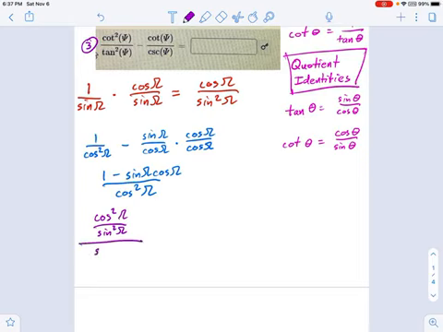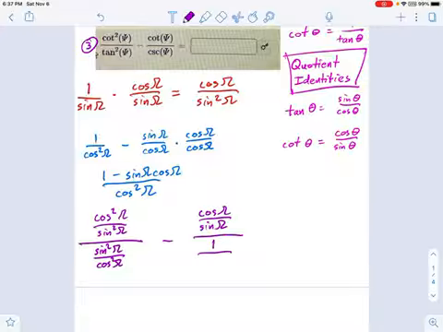So let's see, that's divided by sine squared omega over cosine squared omega. And we're subtracting, let's see, cotangent is cosine over sine, and cosecant is, I think that's 1 over sine, right? There we go. Okay, so I've changed all my trig functions to either sines or cosines in the appropriate way. And now all we have to do is simplify this mess.